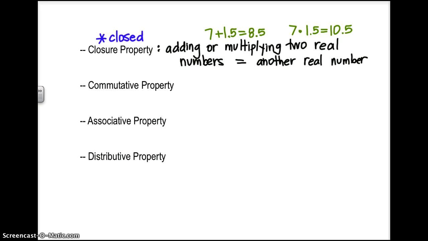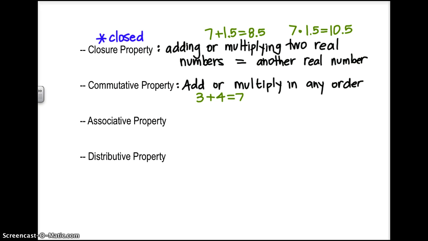Okay? Commutative property. You can add or multiply in any order. It's like driving to school. You're commuting. You go that way to school, and then you go that way home from school, and you get to the same place. Okay? So this is what this one looks like. Look at a couple examples here. 3 plus 4 equals 7. But also 4 plus 3 equals 7.